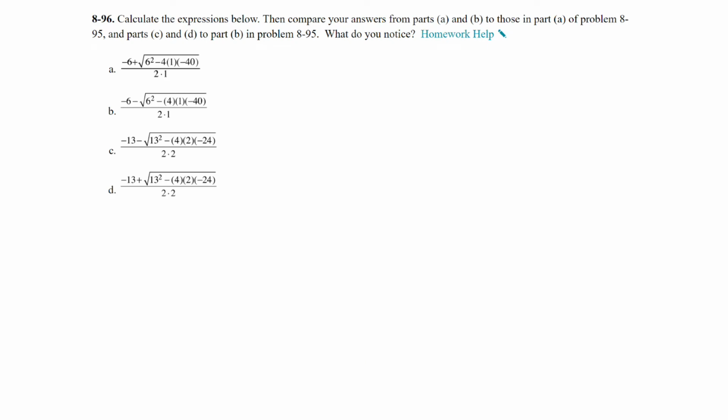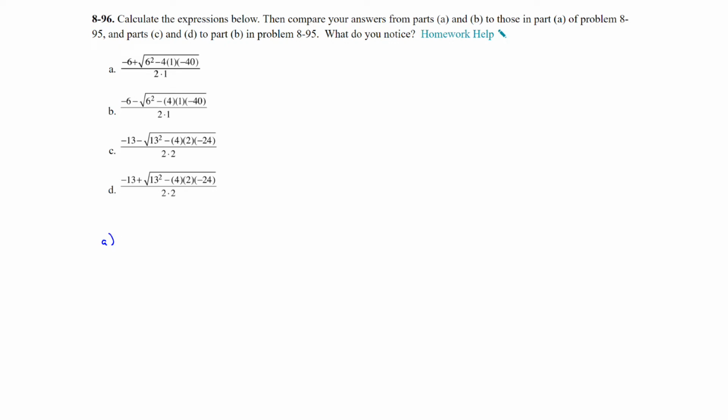Question 96. Calculate the expressions below. Then compare your answers from parts A and B to those in part A of problem 8-95 and part C and D to part B in problem 8-95. What do you notice? All right, well, let's go ahead and calculate the values for A and B, and then we'll compare.